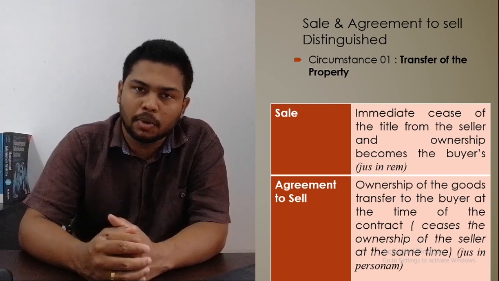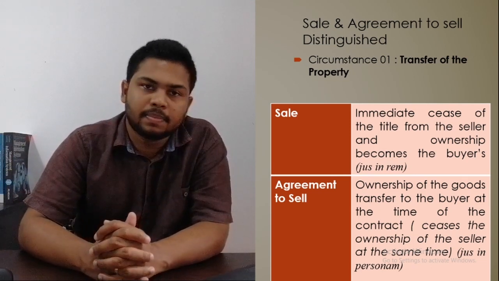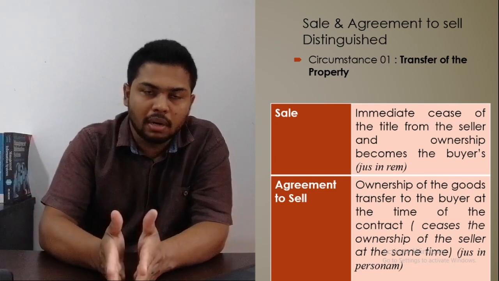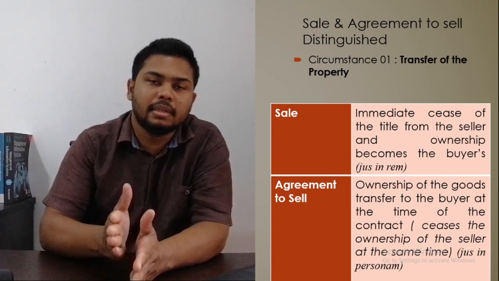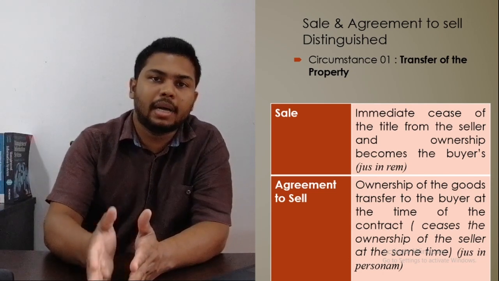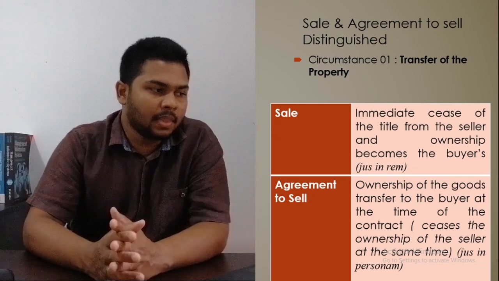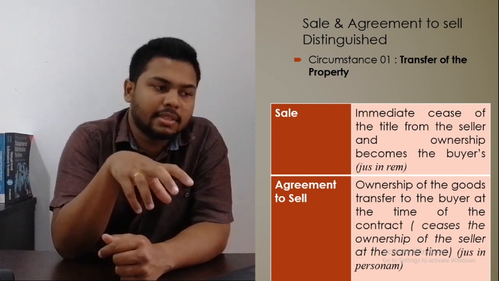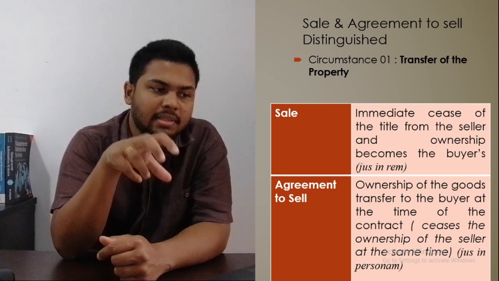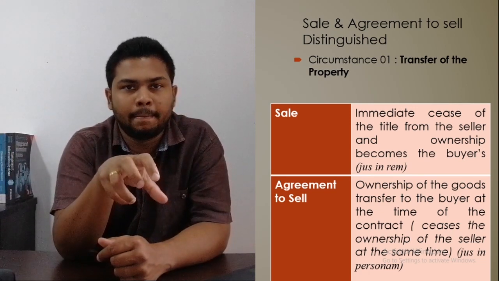In a circumstance of transferring the property, as mentioned in the slide, sell. Sell in the sense that at the real time, the seller ceases the ownership of that particular product and the buyer receives the ownership of it, right? Transfer of the property: sell means immediate cessation of the title from the seller, and ownership becomes the buyer's.